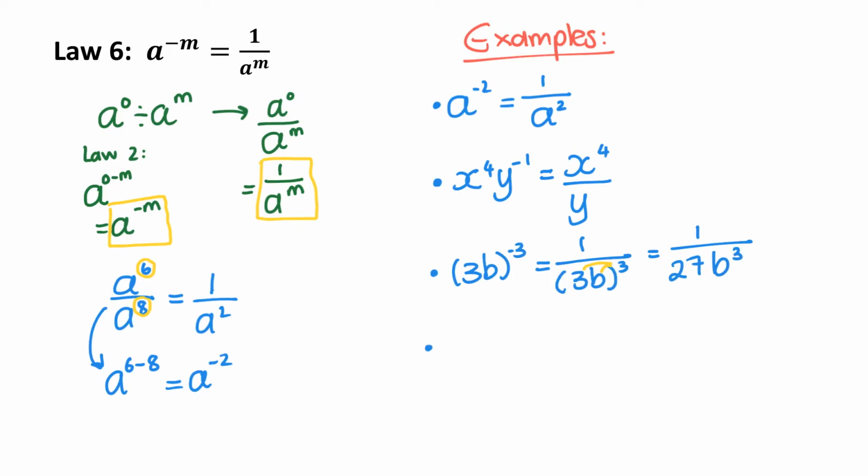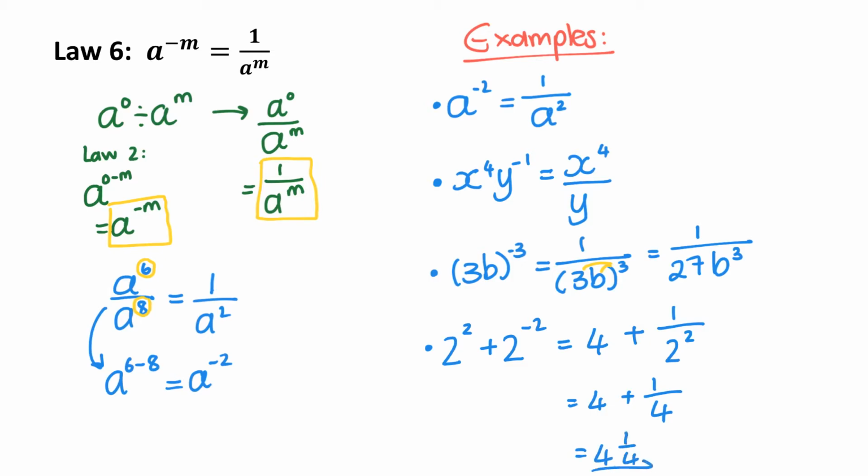And a last example, let's do one with constants: 2 to the power of 2 plus 2 to the power of negative 2. So 2 to the power of 2, we all know, is 2 times 2, which is 4. And that will be 1 over 2 to the power of 2. And like we know, 2 to the power of 2 is 4, so that is 1 over 4. And 4 plus a quarter is 4 and a quarter.